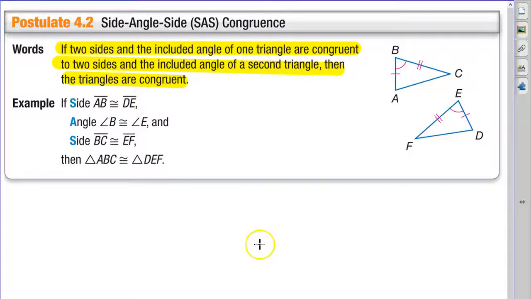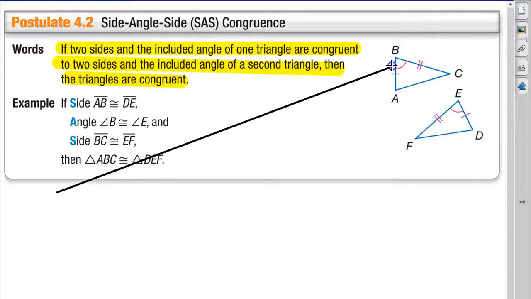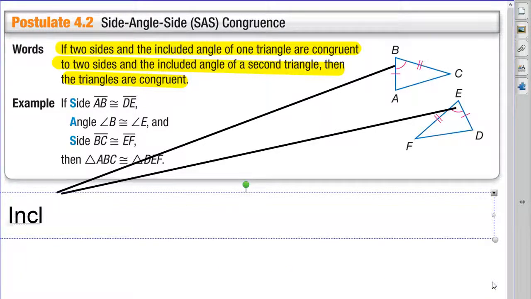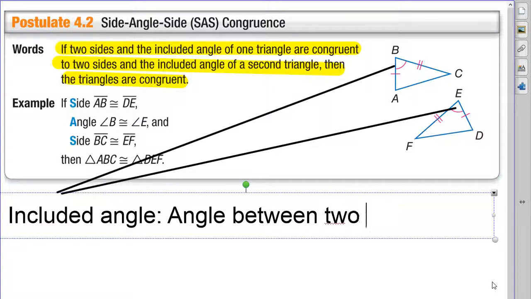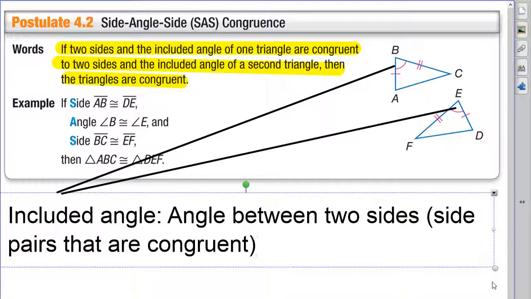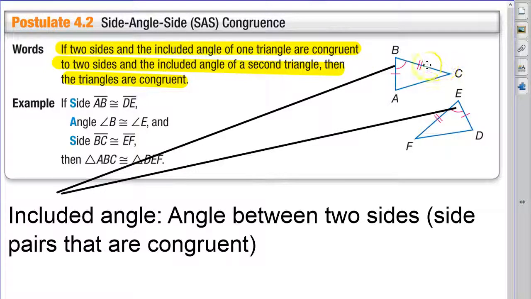The big thing to define here is included angle. The included angles are angle B and angle E. An included angle is an angle between two sides, in this case the side pairs that are congruent. So you literally have a side, then an angle, then a side. Side, then an angle, then a side. And if you can show you have that, then you have two congruent triangles.